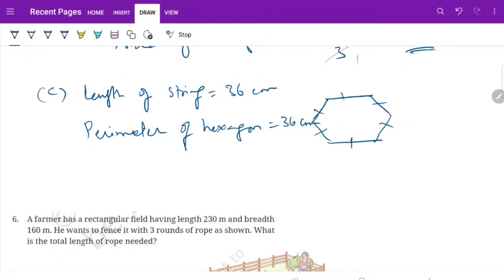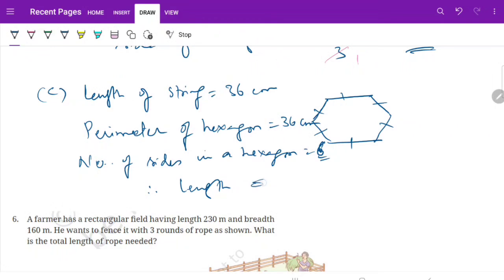36 centimeter. So how many sides are there in a hexagon? Number of sides in a hexagon. Hexa means 6. Here we have 6. Therefore, the length of each side is equal to, very simple, the length of each side of a hexagon, how much? The total length, that is the perimeter, 36, divided by 6.